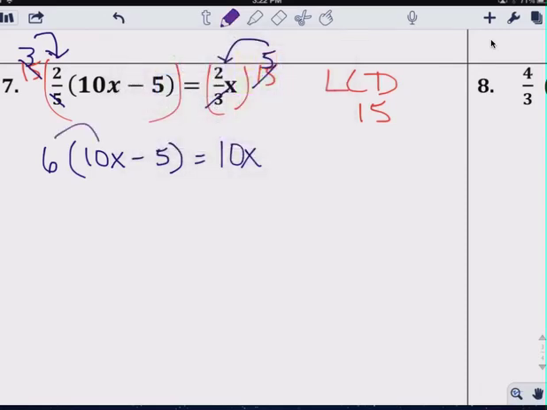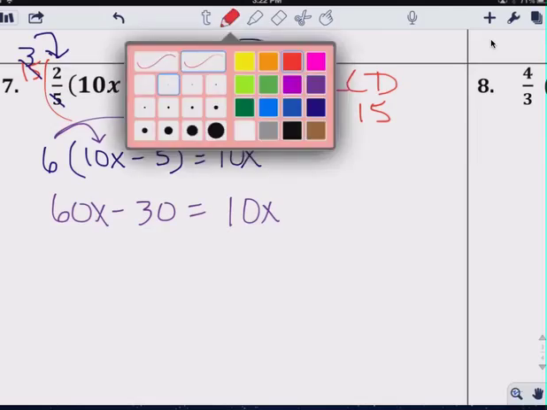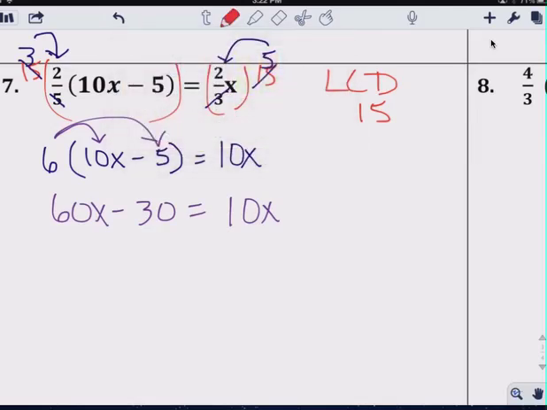Now distribute 60x. Distribute minus 30. Okay, which one would we have to? In this case, we got no choice. Well, actually we do. We can make that 10x equal to 0, but we need to keep it equal to 0 though. But I tend to not like that.